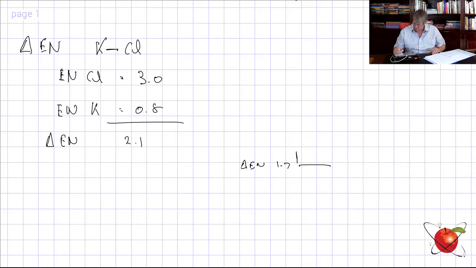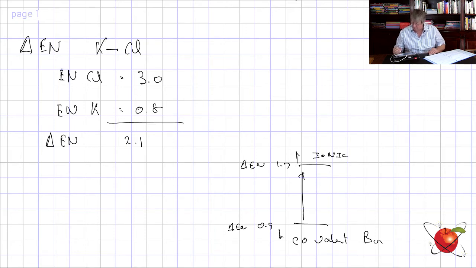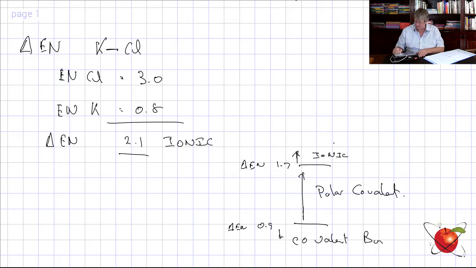If it's 1.7 or above, that is an ionic bond, okay? And if it's 0.9 and below, this is going to be a covalent bond. And if it's anywhere in between 1.7 and 0.9, it's going to be polar covalent. Polar covalent means what? One side is negative, one side is positive. So this here is an ionic bond. It is greater than 1.7, so it puts us up there.